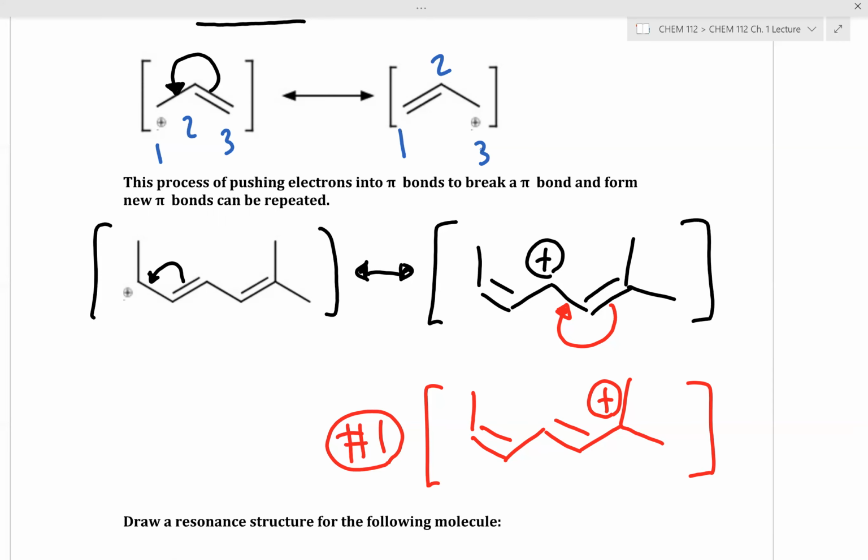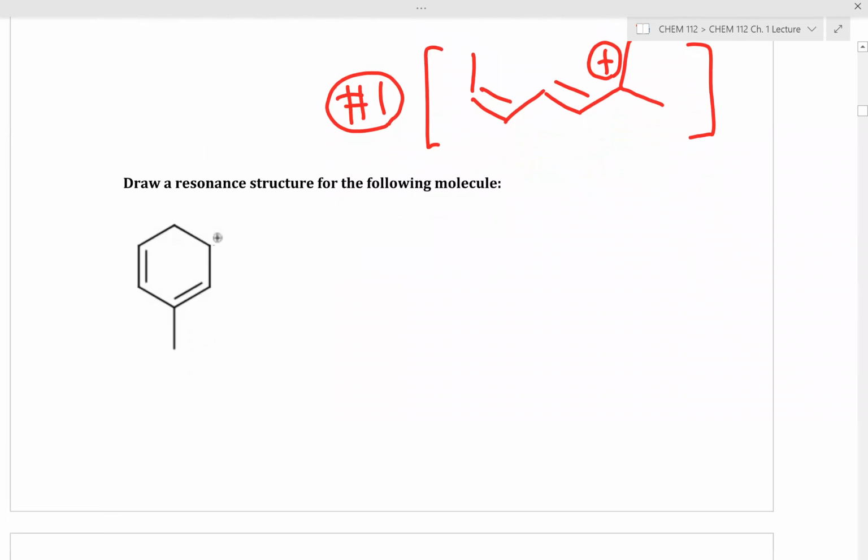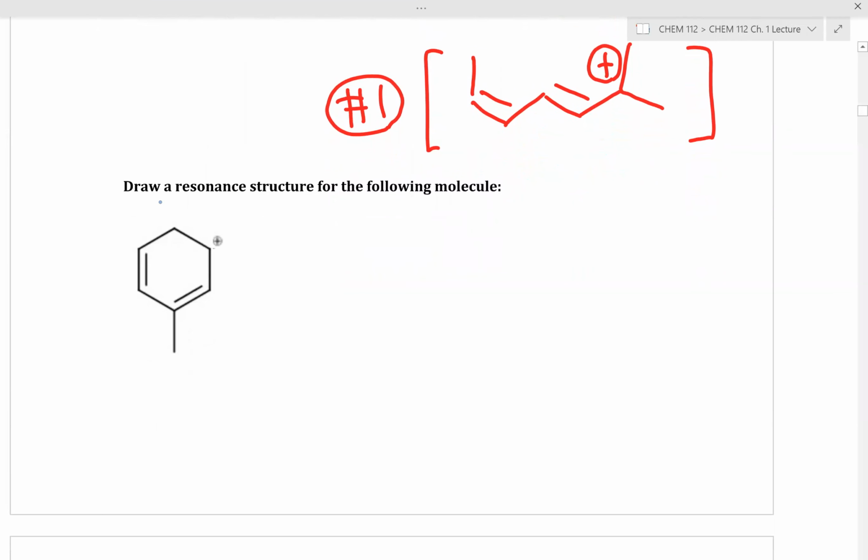Okay, now what I want you to do is take a look at the following molecule, and I want you to draw a valid resonance structure for this molecule. And if you can draw multiple, that's even better. Everything going okay?